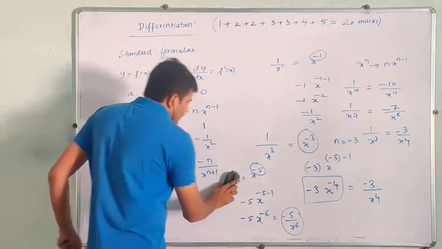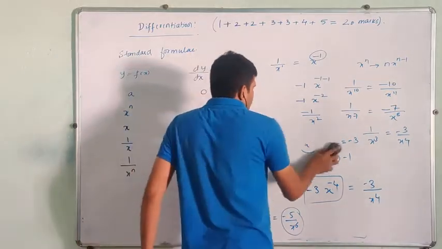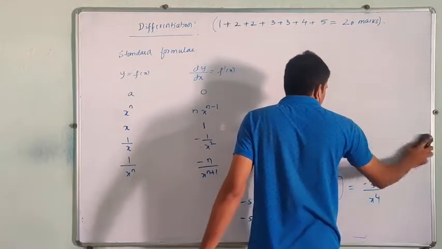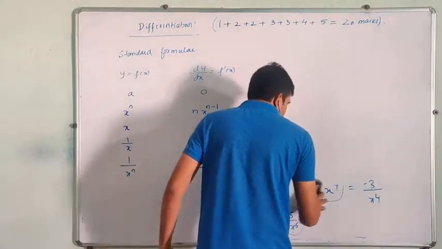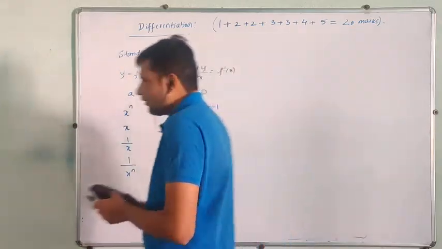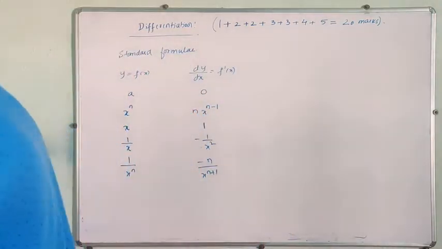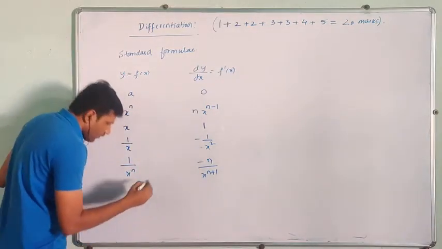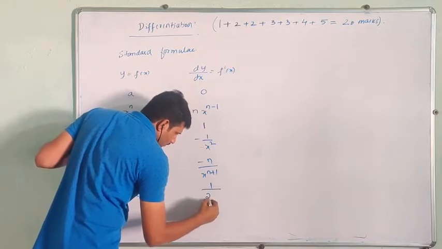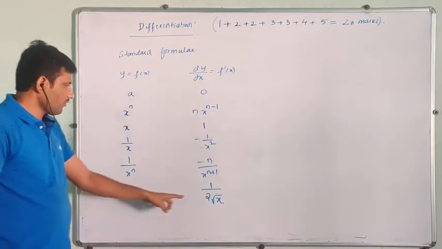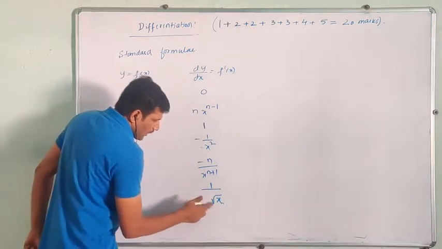So the derivative of x raised to n is n into x raised to n minus 1. What is the derivative of 1 by x raised to n? Minus n divided by x raised to n plus 1. Is it clear? Similarly, the derivative of root x is 1 by 2 root x. So the derivative of root x is 1 by 2 root x.